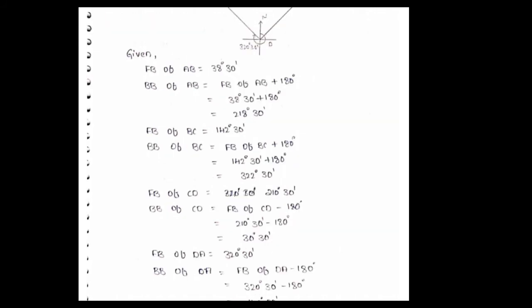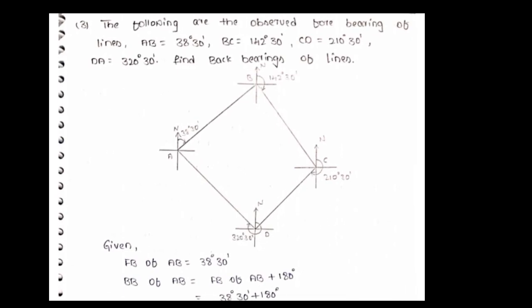Coming to the next problem, we are going to calculate the back bearings of the lines. First they give the values in the problem itself, then we need to generate the diagram, the traverse, based upon the given values. The problem is: the following are the observed four bearings of lines AB, BC, CD and DA. Then how are we going to generate its closed traverse?